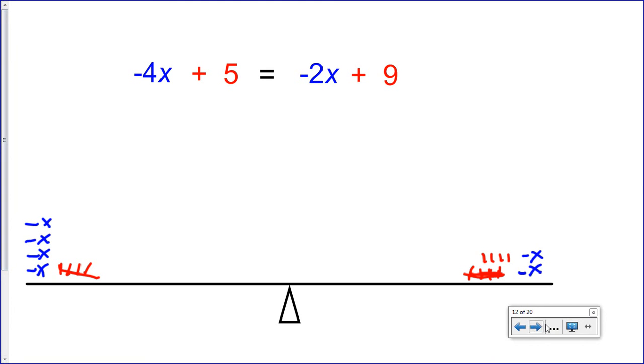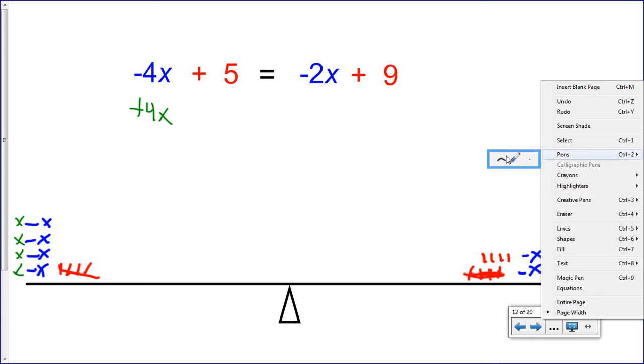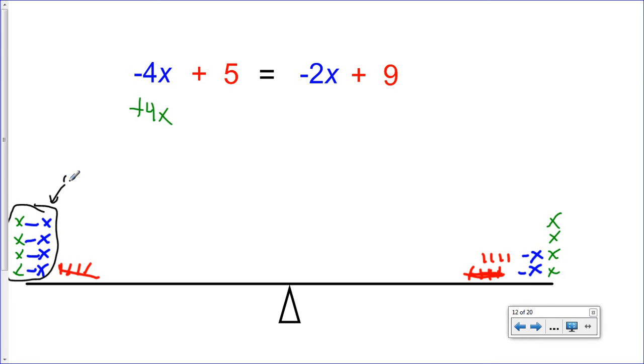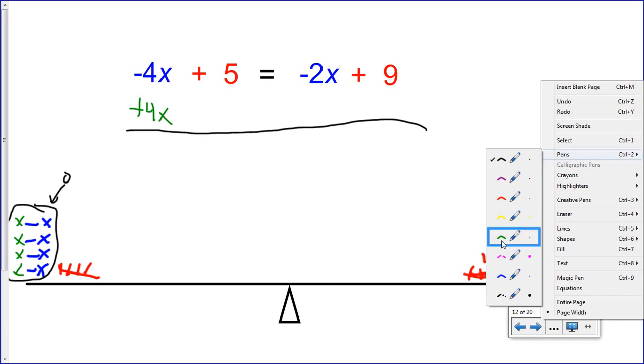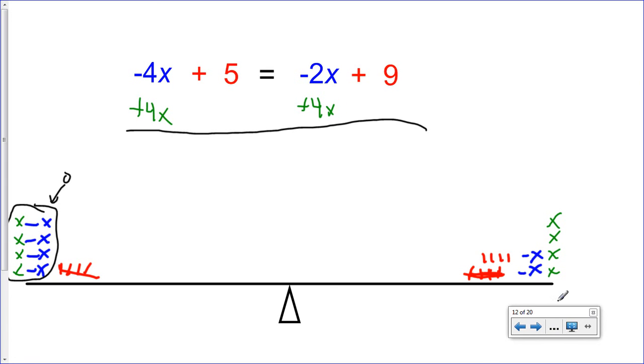Alternatively, we could have canceled out all four of the negative x's on the left side. We add 4x. But to keep the scale balanced, we're going to have to add 4x on the right also. 1, 2, 3, 4. And that equals 0, inverse property. Oops, forgot. We've got to be fair. We can't add 4x on one side without adding it on the other. And this is 0. So 0x on the left. So all we have left is that 5 there. And we have the two positive x's left on the right. Negative 2x: two negatives and four positives yields two positives.